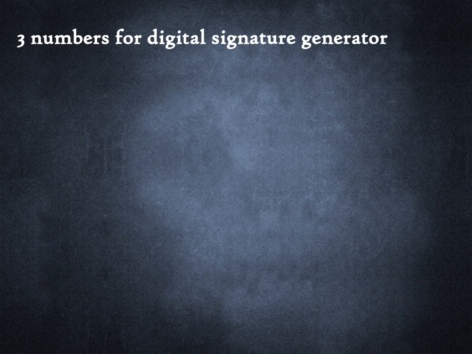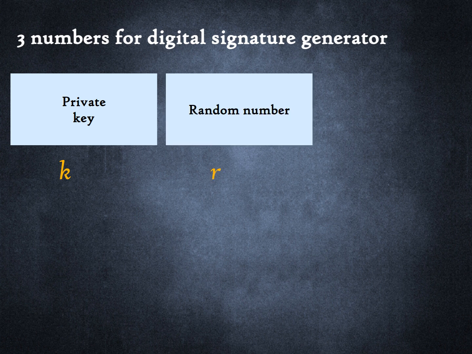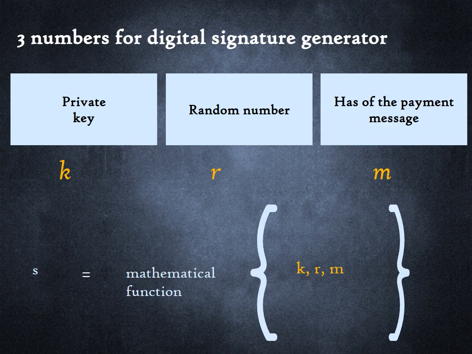At this point we have three numbers. First, we have the private key. Second, we have a random number specific to the intended payment. Third, we have the hash of the payment message. As a final step, a mathematical function is applied to the three. The output of this function can be denoted by small s.